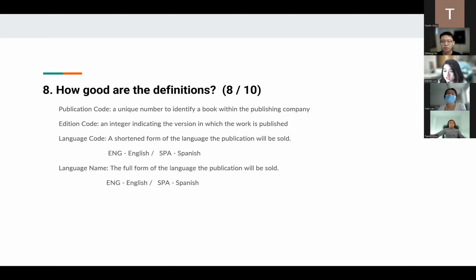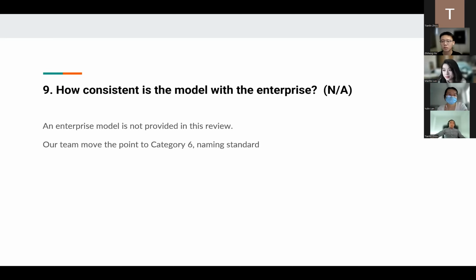In this case, ENG stands for English, SPA stands for Spanish. Language name, it should be the full form of the language that the publication would be sold in. In this case, we have English and Spanish. Next slide, please. For category 9, because this rule did not provide an enterprise model, this category does not apply.